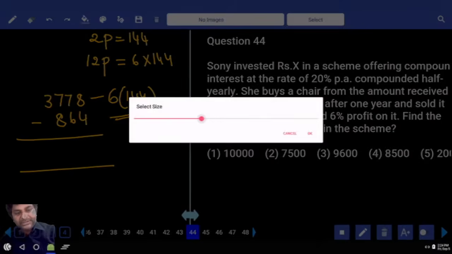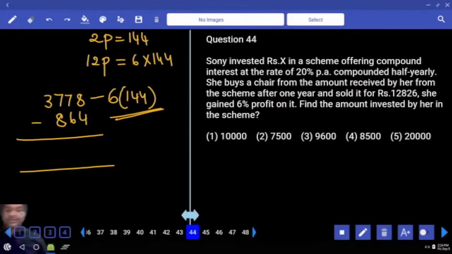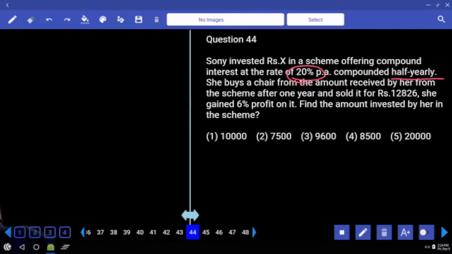Sony invested X rupees in a scheme offering compound interest at the rate of 20% per annum, compounded half yearly. At the rate of 20% per annum, half yearly it will be 10% only. In a year, how many times do we go for compounding? 2 times. 10% per half year, like that compounding for 2 times. How much interest do we get? 21%. How much amount do we get? 121%.